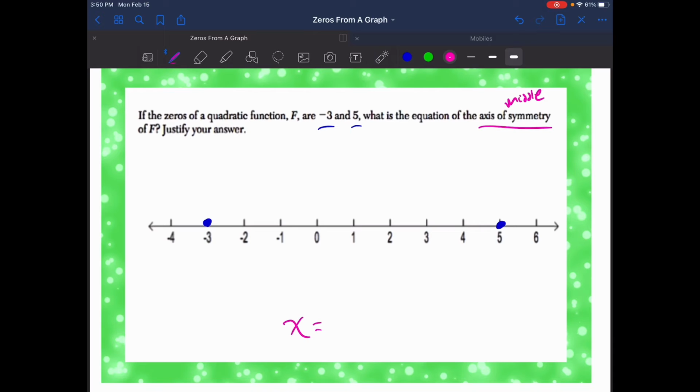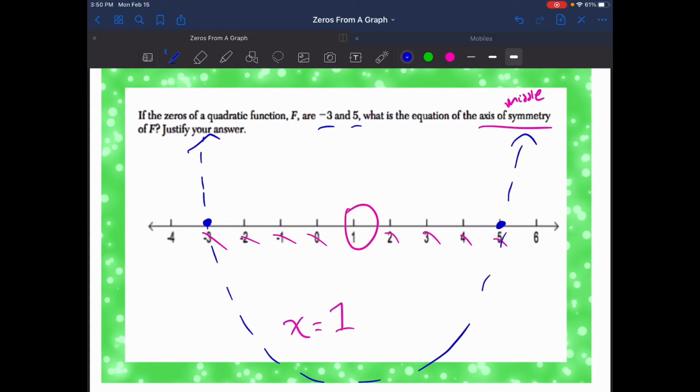So here's how you do that one. Just cross off on both sides until you get to the number in the middle here. So I would get x equals 1. If you wanted to, you could make this look like an actual parabola. You don't have to. You just need to know where those 2 zeros are.